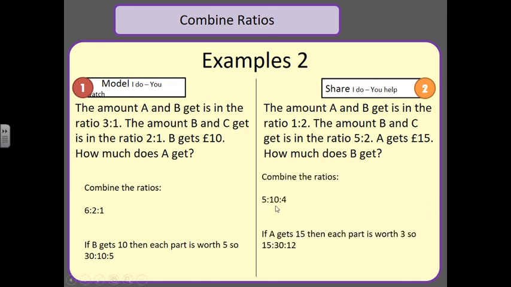Excellent, here's your answer. After combining your ratios, you get 5, 10, 4. And it's a case of splitting. So A gets 15, so each part is going to be worth 15 divided by 5, which is 3. So you just times all the numbers by 3.